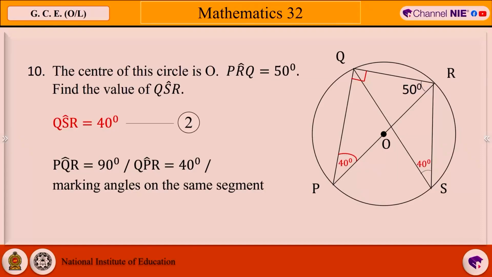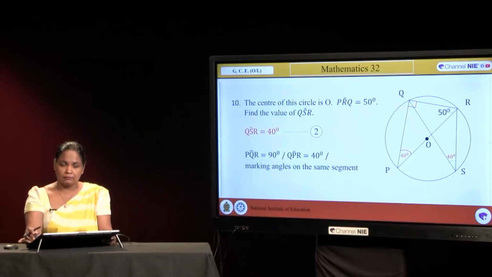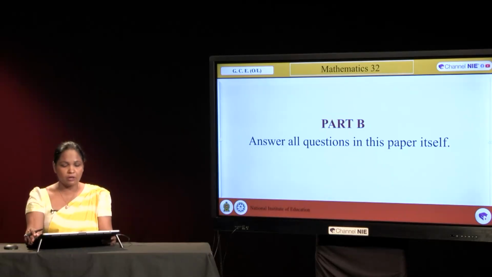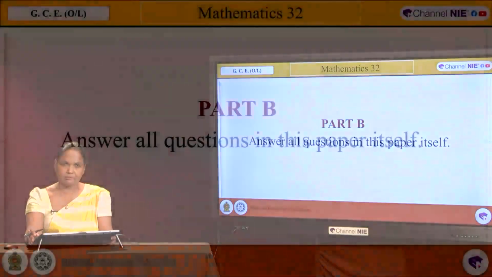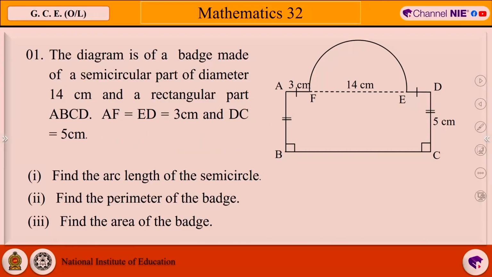Okay. So, I hope you all understood the first 10 questions very clearly, and now I thought of moving on to part B of first paper. Shall we? Now, we are in part B of paper 1, mathematics paper 1, and here again you have to answer all questions in this paper itself. You are provided the space to write the answers. Okay, I thought of discussing this type of questions for part B.